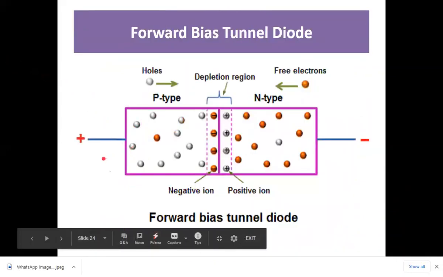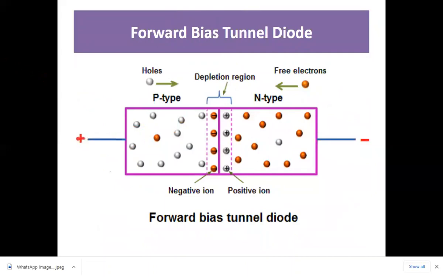This is the diagram of a forward bias tunnel diode. Here is the positive terminal of the supply and here we connect the negative terminal of the supply. This side is the p-type semiconductor, this side is the n-type semiconductor. The depletion region is shown here.